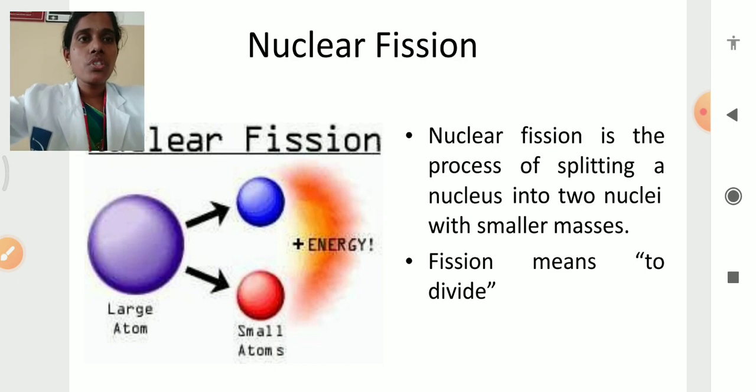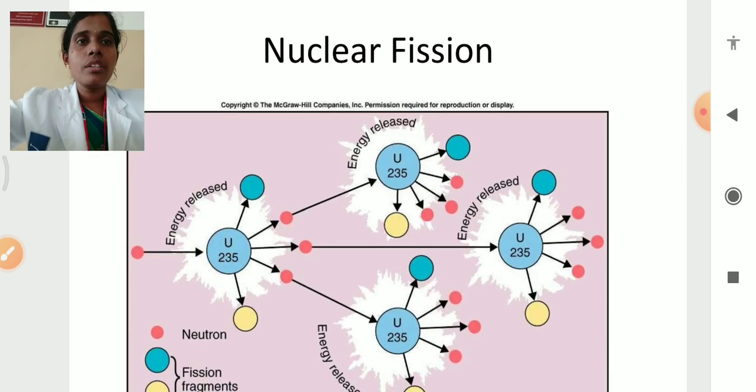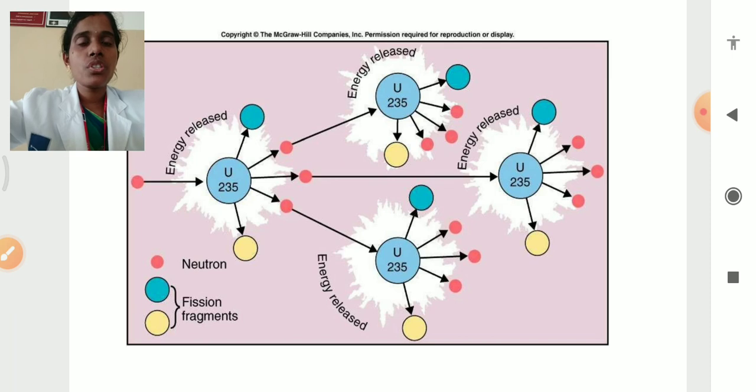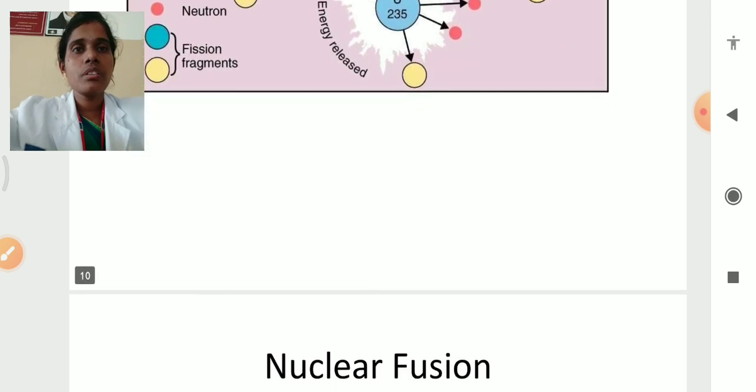Nuclear fission is nothing but the splitting of a nucleus into two nuclei or smaller masses. One large atom splits the nucleus into several smaller nuclei plus energy. When a neutron hits the atom, it splits the nucleus. The energy is released by the fission fragments.